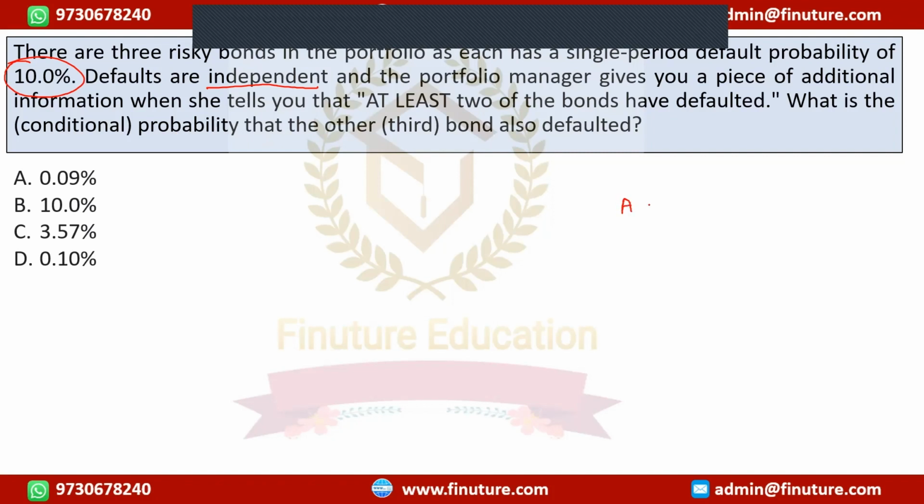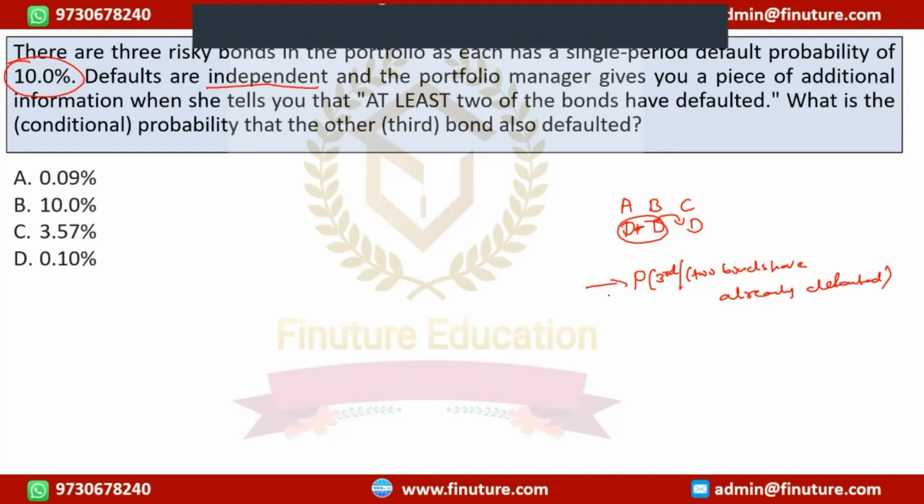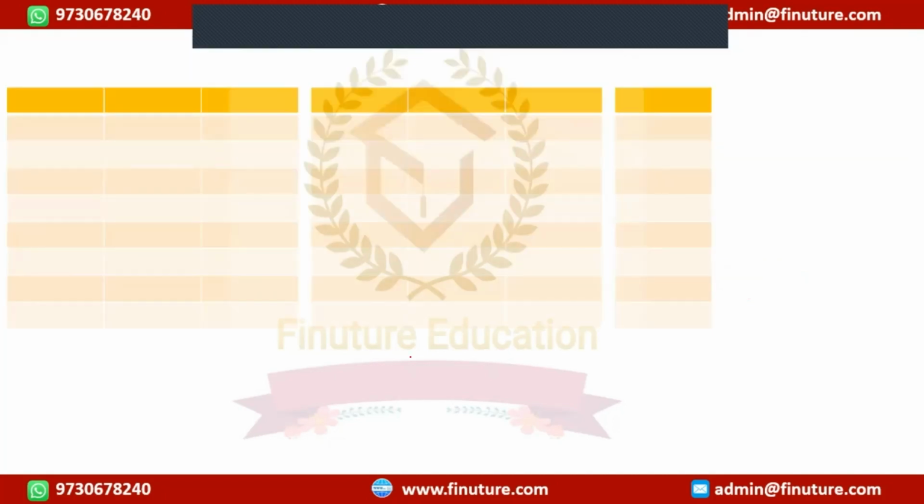Just from a notation point of view, if there are three bonds and you know that two have defaulted, what is the probability that the third one will also default? If I were to write it, what is the probability of the third getting defaulted, given you know two bonds have already defaulted. This is something that we are interested in. Okay, let's see how we do it.